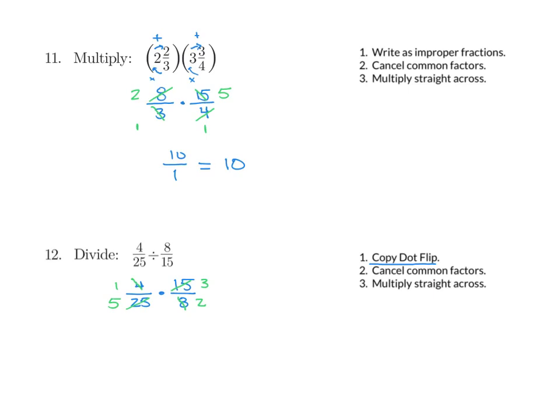If we multiply straight across now, we get 1 times 3 is 3 over 5 times 2 is 10. Okay, that's multiplication and division. Let's keep going.